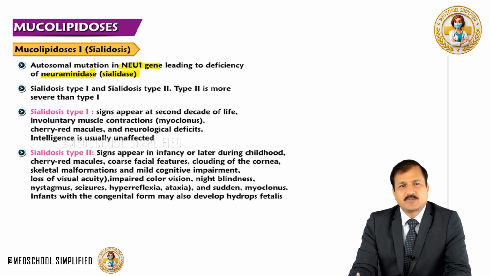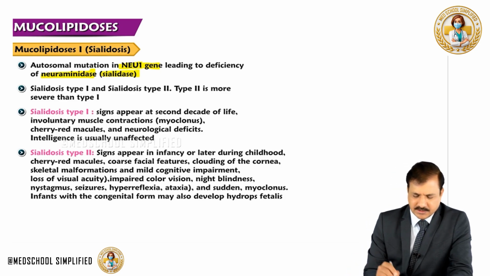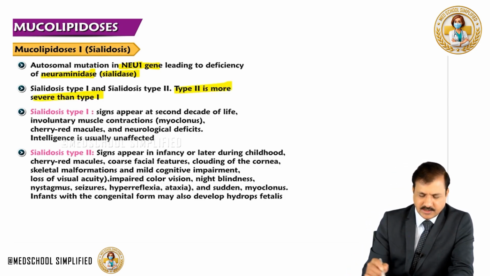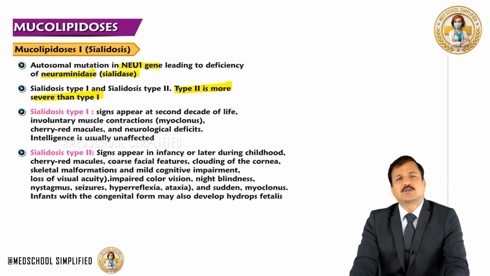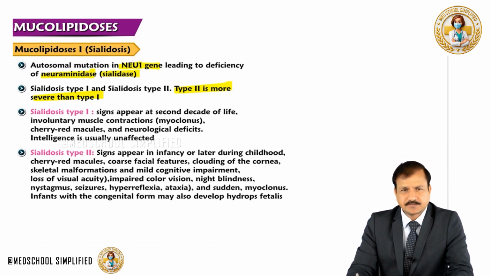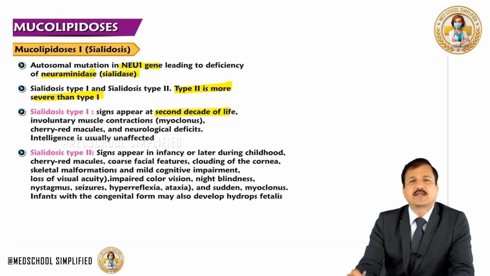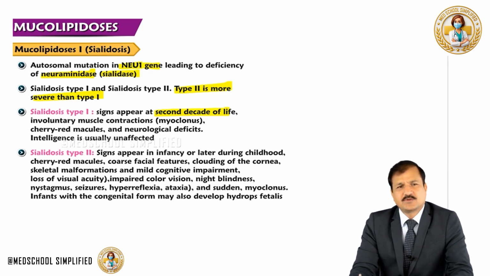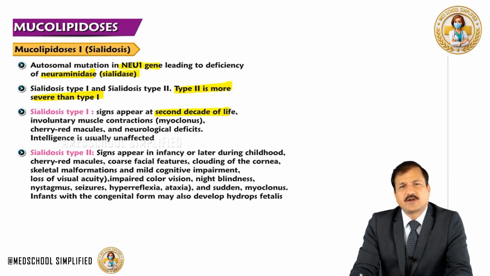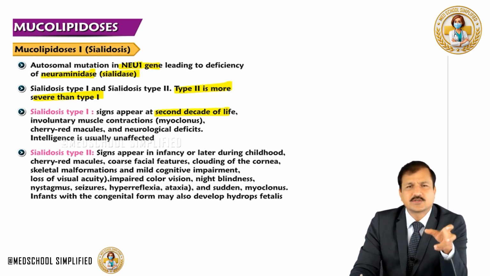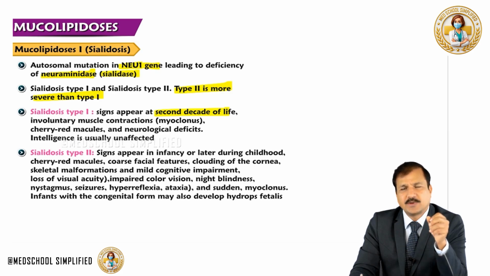So, sialidosis type 1 and sialidosis type 2 can be found, and out of these two, sialidosis type 2 is more severe than sialidosis type 1. Now, let's look at sialidosis type 1 first. The signs and symptoms in sialidosis type 1 appear in the second decade of life, and patients will have involuntary muscle contractions referred as myoclonus. Patients will show cherry red macula upon retinoscopy, and neurological deficits can be seen, and usually the intelligence is not affected in sialidosis type 1.